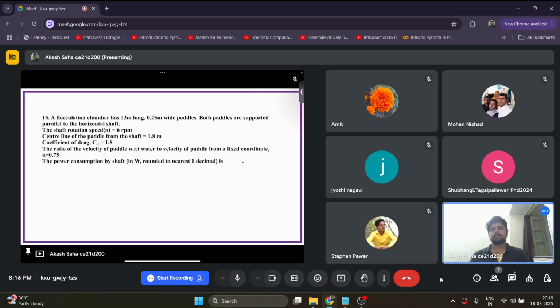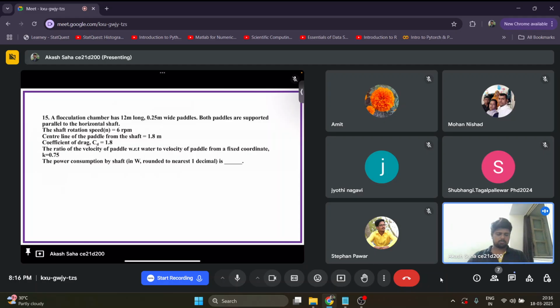The shaft rotation speed is 6 rotations per minute. The center line of the paddle from the shaft is 1.8 meters. Coefficient of drag is 1.8. The ratio of the velocity of the paddle with respect to water to the velocity of the paddle from the fixed coordinate is 0.75. The power consumption of the shaft we have to find out. So again, it's a direct formula. All the parameters are given. You just have to apply the correct formula and get the value.